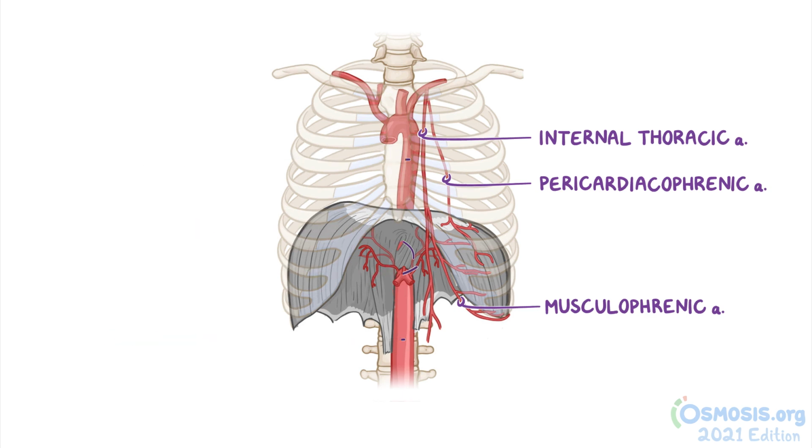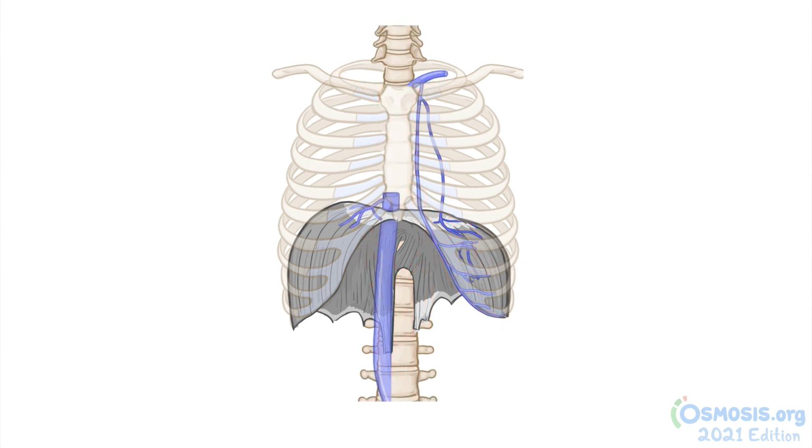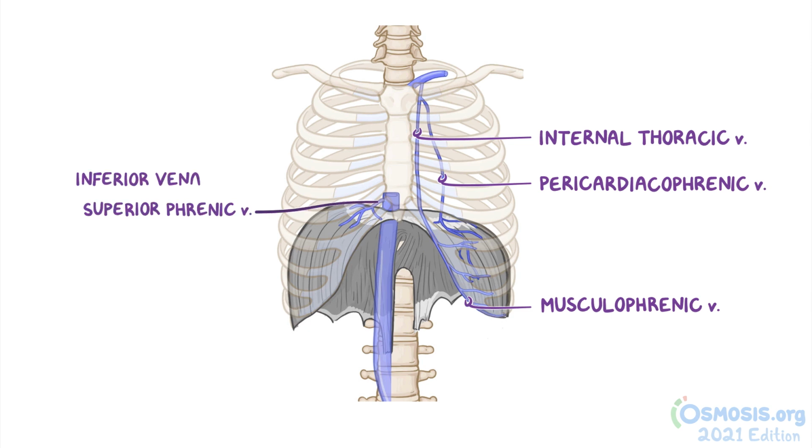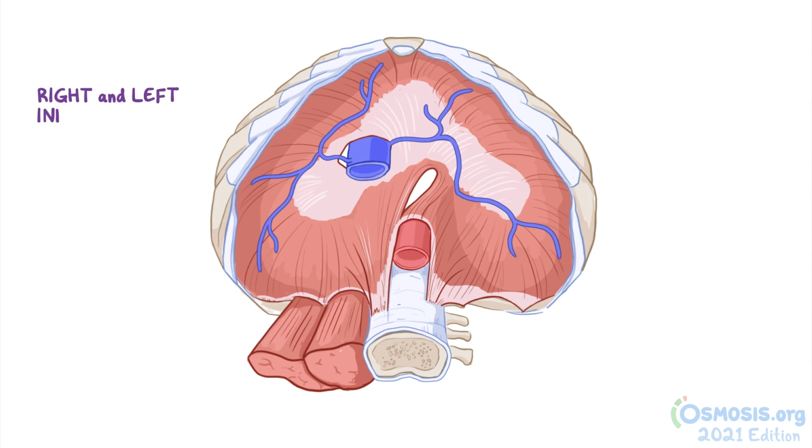Venous drainage of the superior surface is ensured by the musculophrenic veins and pericardiacophrenic veins, which empty into the internal thoracic veins, and the superior phrenic vein, which empties into the inferior vena cava. Intuitively, the inferior surface of the diaphragm is drained by the right and left inferior phrenic veins.